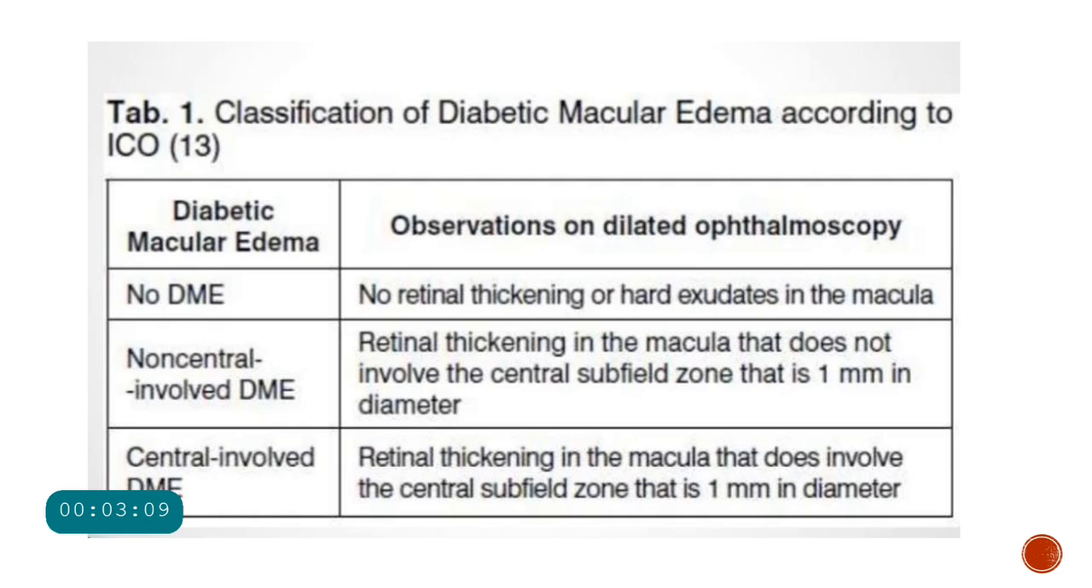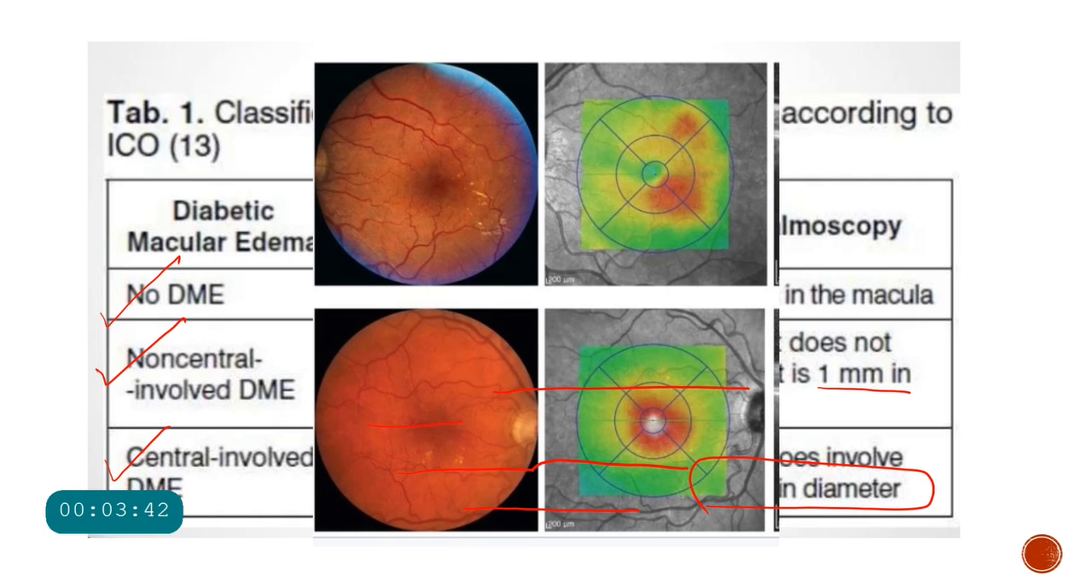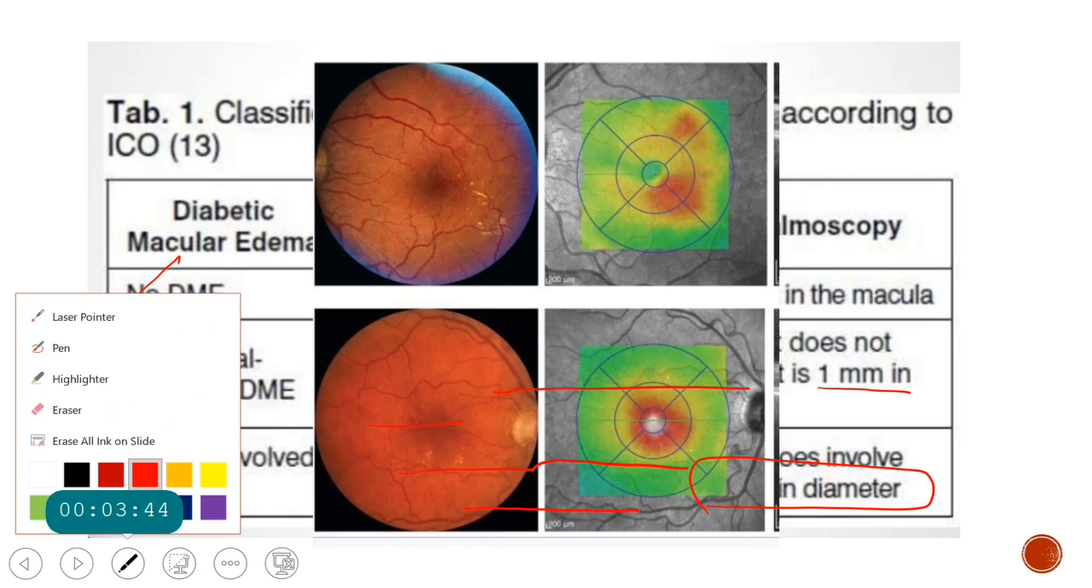Now, in my previous video on classification of diabetic macular edema, I told you how diabetic macular edema is classified according to the International Council of Ophthalmology as no DME, non-central involving DME, and central involving DME. In the non-central involving DME, the central subfield zone that is about 1 mm in diameter is not involved. And in central involving DME, the retinal thickening in the macula involves a central subfield zone that is about 1 millimeter in diameter.